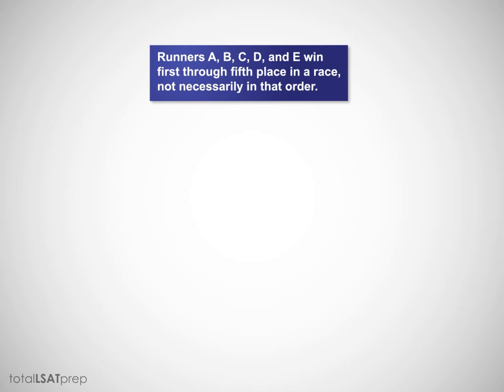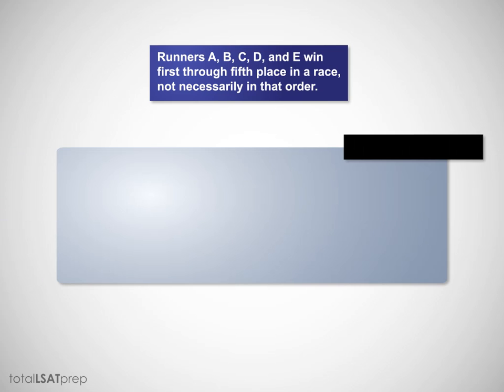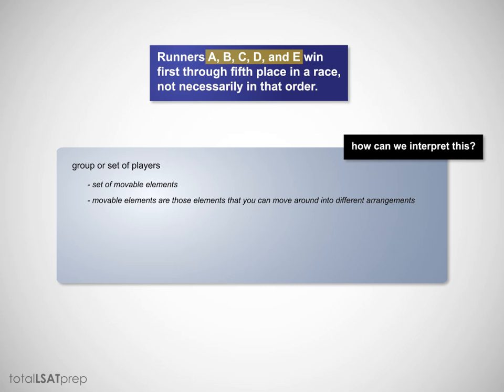So here's the sample game, and it says that runners A, B, C, D, and E win first through fifth place in a race, not necessarily in that order. Let's take a look at that first part that says runners A, B, C, D, and E. How can we interpret this? Well, we can think of it as a group or a set of players, or a set of movable elements. And movable elements are those elements that you can move around into different arrangements, these runners. And this set of movable elements is one of the fundamental building blocks of a game.